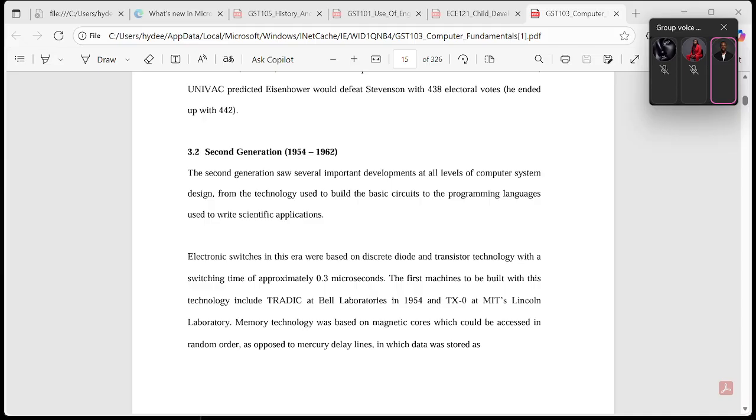It only increased the speed to approximately 0.3 microseconds. That was helpful and reliable, but it was still slow compared to what we have now. If you use second generation computers now, you will get frustrated, you will bust your head, you will throw the computer away, you will flush it inside the toilet if you can. Even our generation's computers are annoying.